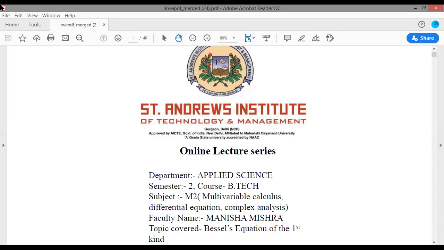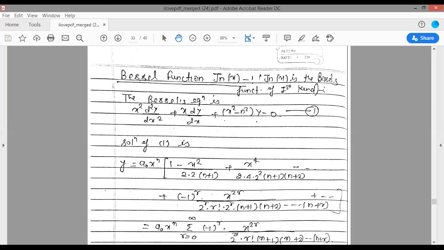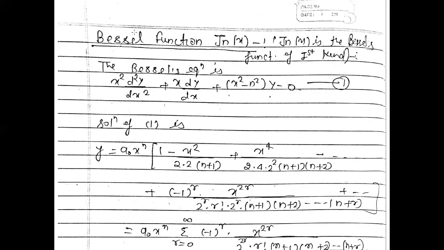In our previous session I told you about the solution of Bessel's equation, and our solution is of the type summation a_r x to the power n plus r. So we have our solution y is equal to a naught x to the power n and so on. In the previous session we have already found the values a naught, a1, a2, a3, a4 and so on, and we just put all these values in our y is equal to summation a_r x to the power n plus r.